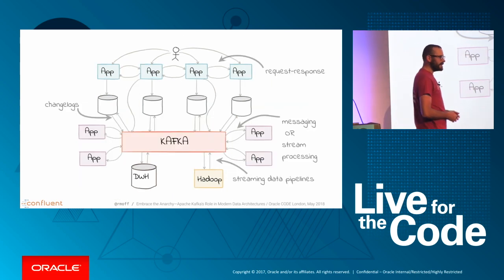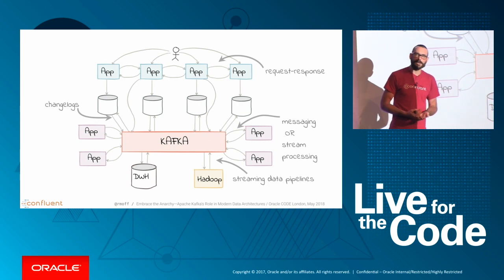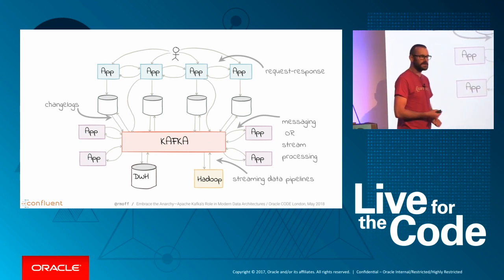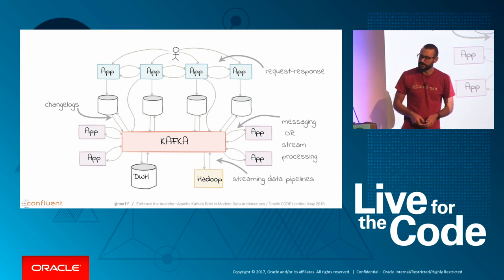So this is where a streaming platform comes in. Kafka is a streaming platform, and it enables us to integrate all of our sources of data with all of our users of data.